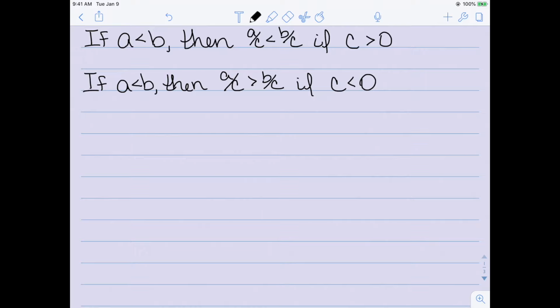So the one difference we have is that if we know A is less than B, multiplying or dividing by a positive number leaves my inequality alone. However, multiplying or dividing by a negative number means I need to flip my inequality symbol.